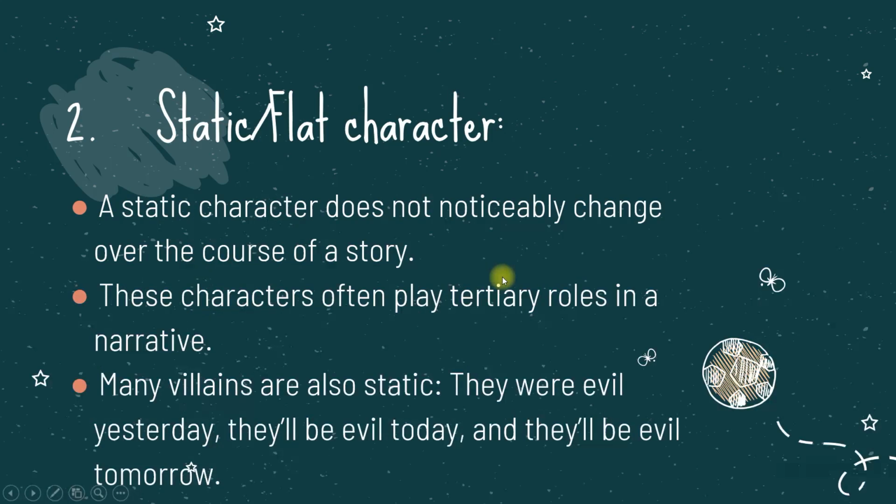The next type of character is the static or flat character. These are characters that do not noticeably change or do not actually change within the story. They often play a tertiary role, or they are often a villain in the story. They are evil in the beginning and they will be evil at the end of the story. Static or flat characters can be interesting in their own right, but remember that if you're writing a longer story, in longer types of prose like novels or even our longer forms of short stories, there need to be changes within characters, so it's not really recommended to have static characters for longer types of fiction.